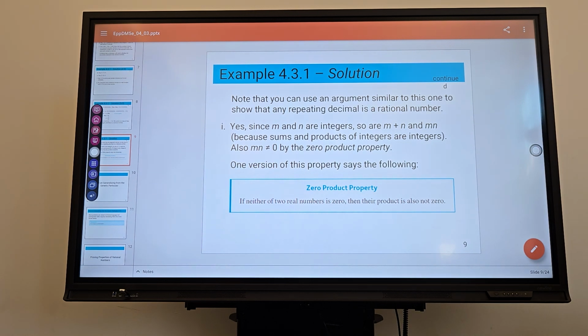Hence, yes, m and n are integers, so m plus n and m times n are integers, because sums and products of integers are integers, and m times n is not equal to 0 by the zero product property. That property is, if neither of two real numbers is 0, then their product is also not 0.